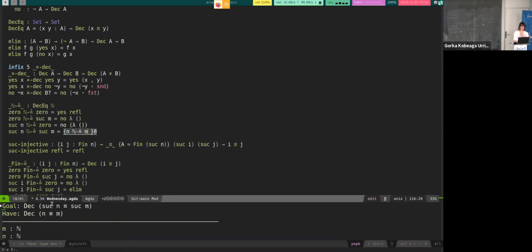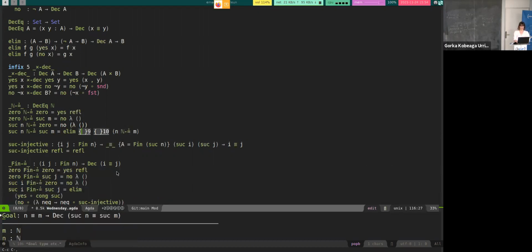To transform that into this thing, we can use this eliminator here. The first two arguments are going to be how to transform the positive case and the negative case, and the third argument is going to be the inductive hypothesis. In the positive case, we are given a proof that n and m are equal, and we need to decide whether successor of n and successor of m are equal. So it is definitely going to be the case that yes, they are.